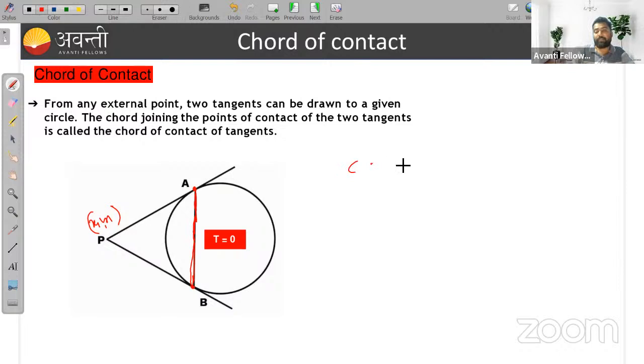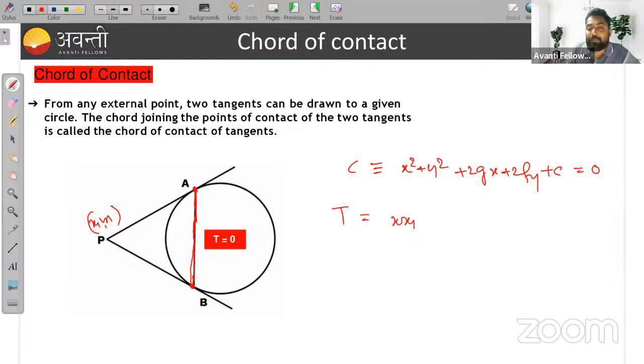Suppose the equation of circle is given as x square plus y square plus 2gx plus 2fy plus c is equal to 0. Okay, then if you have an external point P whose coordinate is x1, y1, and from this point I have drawn two tangents to the circle, and those tangents touch the circle at the points A and B, right? Then what will the equation of chord of contact be? We know what T is. What is T? T is actually, but in place of x square, what do you have to substitute?